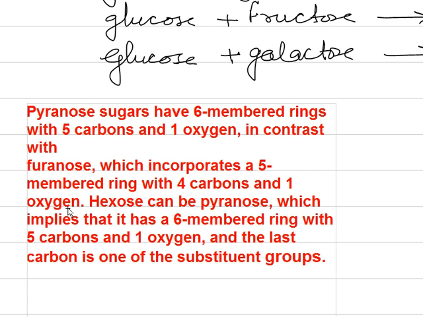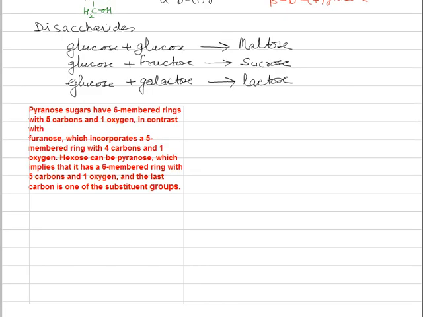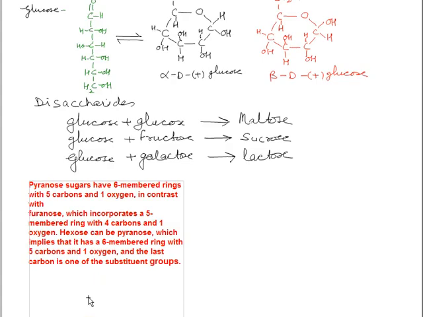Hexose can be pyranose, which implies that it has a 6-membered ring with 5 carbons and 1 oxygen, and the last carbon is one of the substituent groups. So let us draw them so that we understand it more clearly. First we'll write the pyranose form. These two terms, pyranose and furanose, have been derived from two organic compounds. One is called pyran and the second is called furan. So quickly I'll draw the structures of pyran and furan, then we'll go for our hexoses.